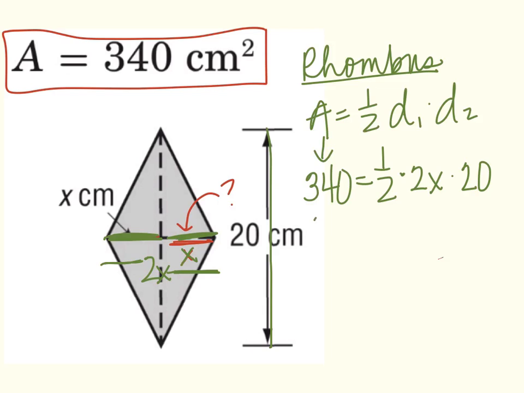Well, I can go through and multiply. Let's do half of 20, which is 10, and then half of 2x is x, and 10 times x is 10x. Actually, 2 times 20 is 40, and half of 40 is 20, so this is 20x. Then I'm going to divide by 20, and I should come up with 17. That's x, and that's what they're wanting. Now, if they wanted the length of this entire diagonal, I would add x plus x, or 17 times 2, and get 34.